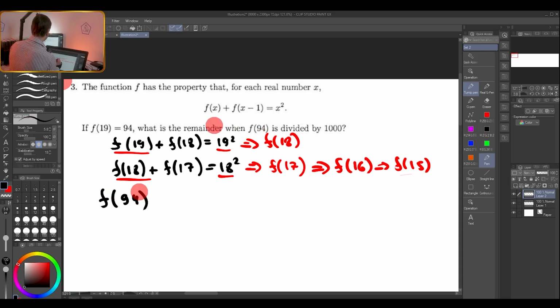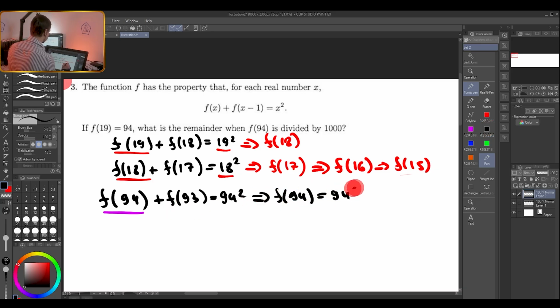f of 94, well, let's substitute here 94 instead of x, plus f of 93 equals 94 squared. Of course, I need to find this value. That's what I want to find. And it makes a lot of sense to express f of 94 equals 94 squared minus f of 93. And here I immediately see that this one is a well-known number. However, if I know this one, I will immediately be able to find f of 94. So it makes a lot of sense to focus on this one.